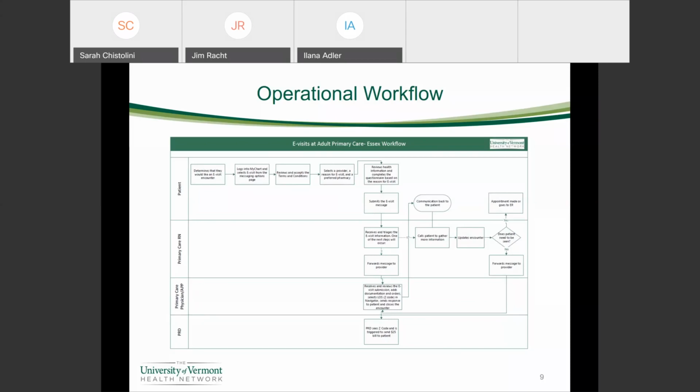If anything further needs to happen, the patient could always call the clinic back, but we've found that probably 99% of these really are triaged and diagnosed completely through the e-visit process.